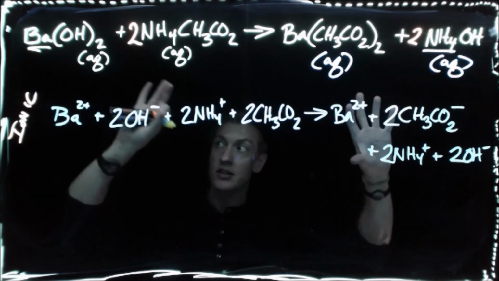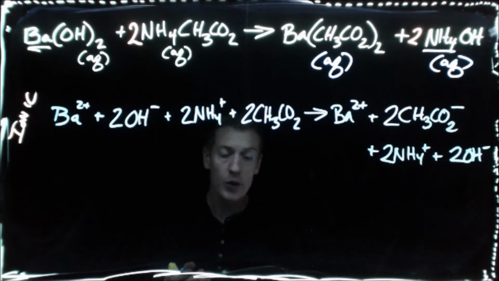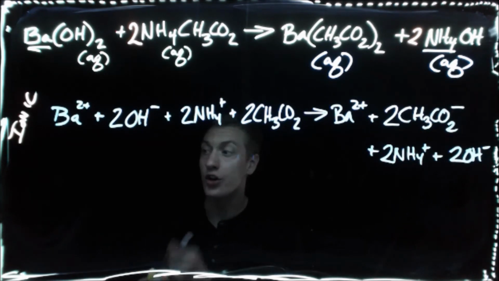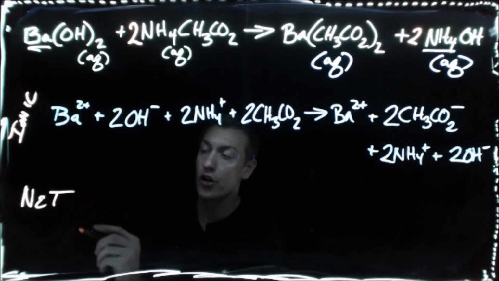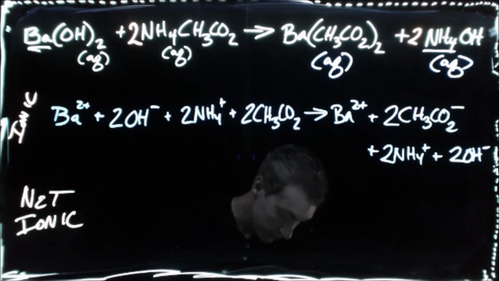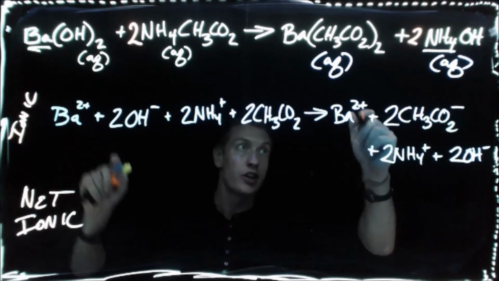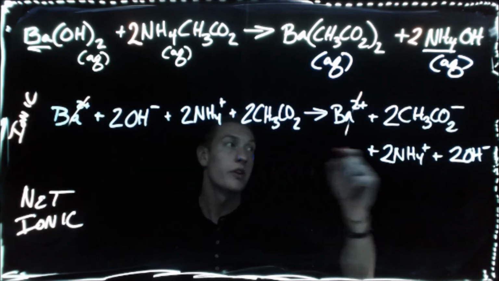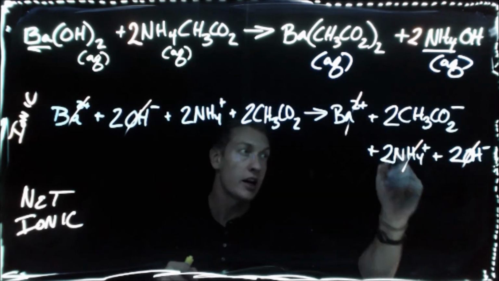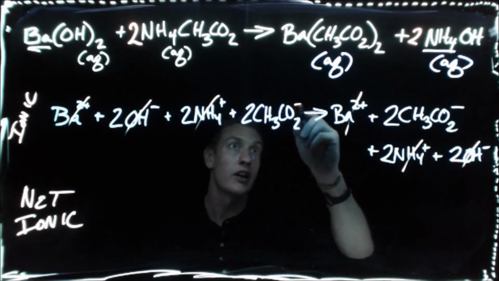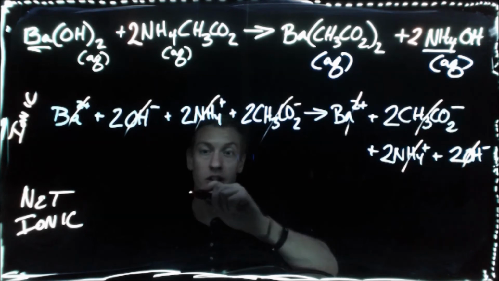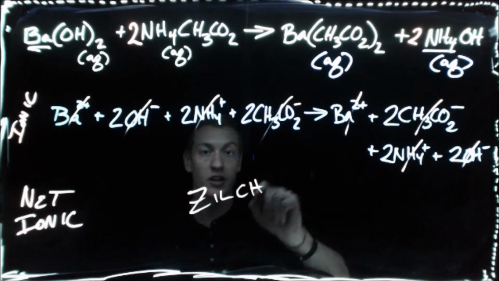And then we can take this ionic equation and cancel out any ions that appear on both sides. And that's going to be your net ionic equation. So we've got a barium ion on each side, so that cancels. We've got hydroxide ions, 2 of them on each side, those cancel. We have 2 ammonium ions on each side, so those cancel. And we've got 2 acetate ions on each side, so they cancel. So our net ionic equation is zilch. We have nothing left over.